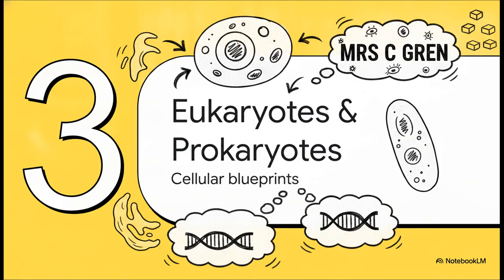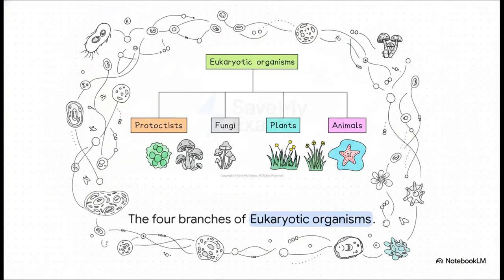Okay, section 3, eukaryotes versus prokaryotes. Let's look at the first group, the eukaryotes, which is just brilliantly diverse. Whether it's a microscopic protoctist, a branching fungus, a simple blade of grass, or an animal like that starfish right there, they are all connected by a shared, highly complex cellular structure.